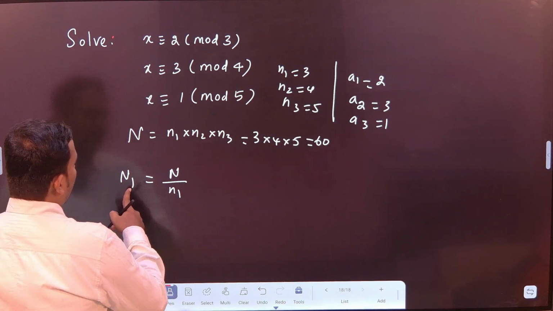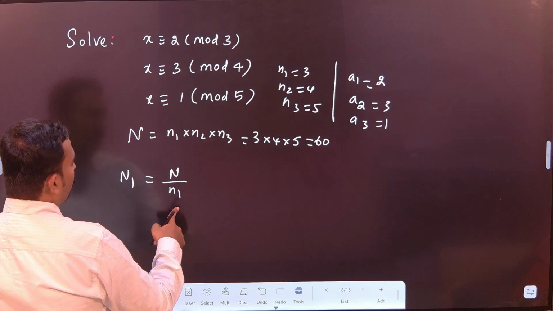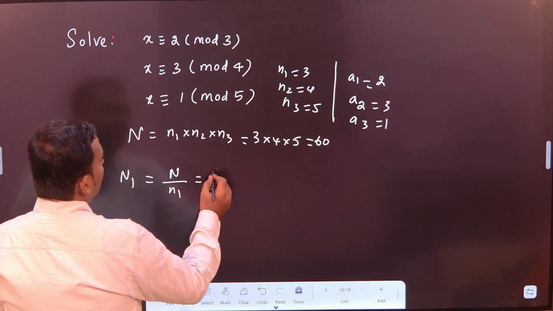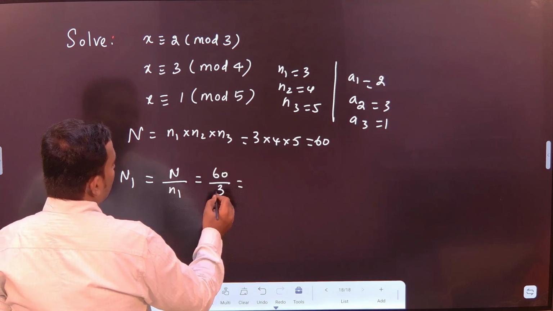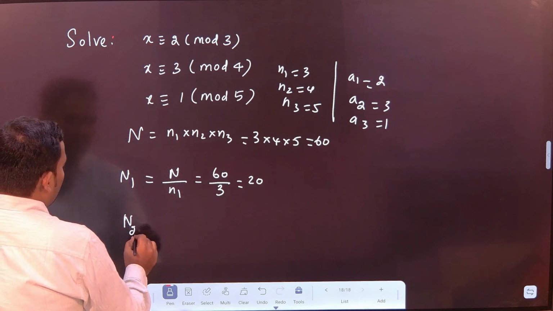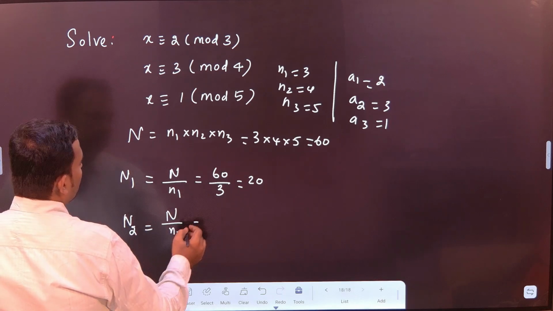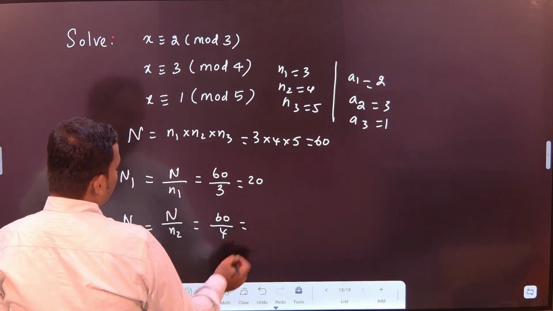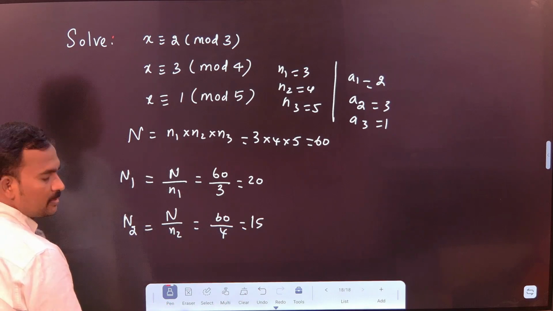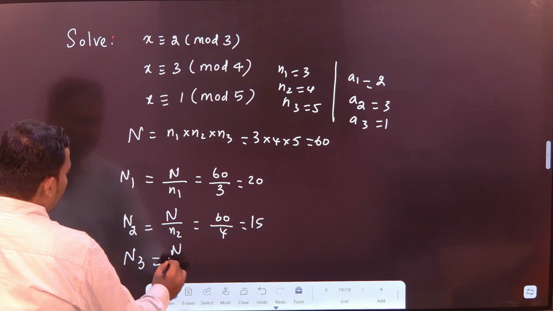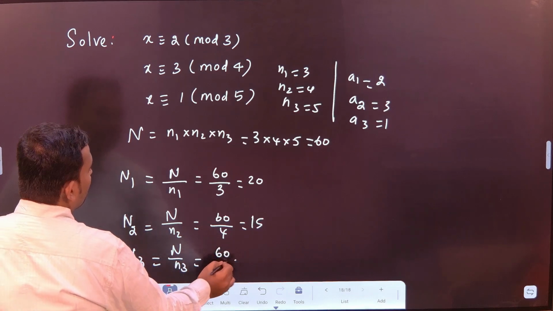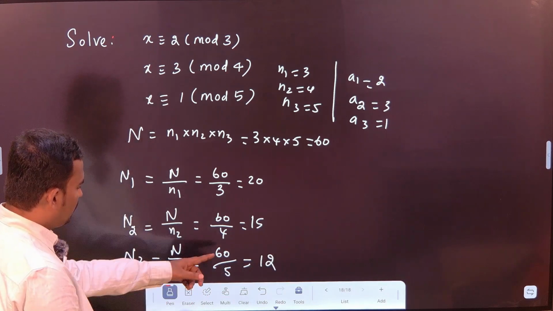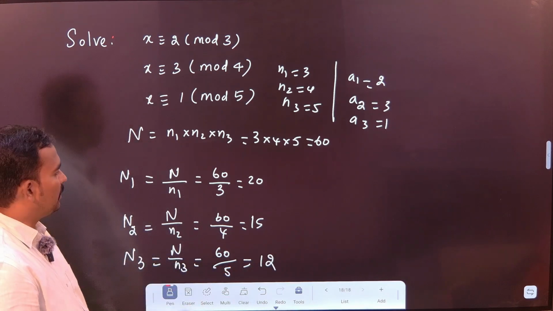For that, N divided by n1, that you can consider N1, right? So what is N here? Capital N is 60, and small n1 is 3, so 20. The same way N2, capital N is 60, small n2 is 4, so 15. The same idea you can use to find N3: N divided by small n3, 60 divided by 5, that is 12. Is it correct? Yes, 12 times is possible.